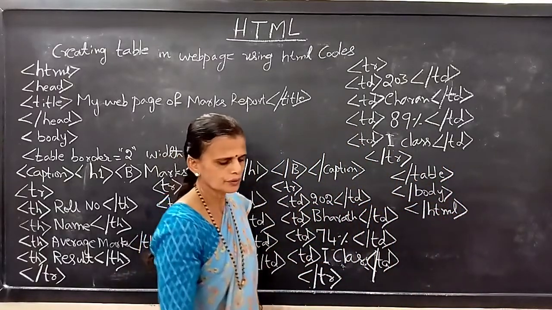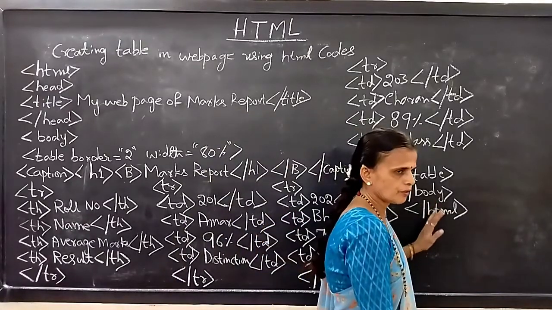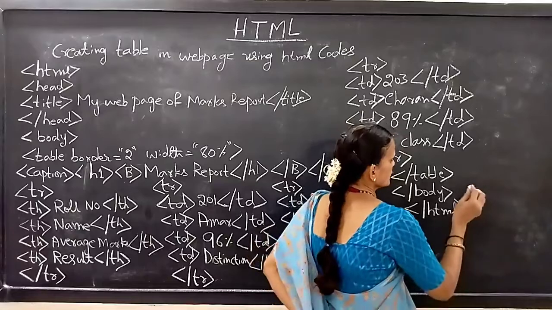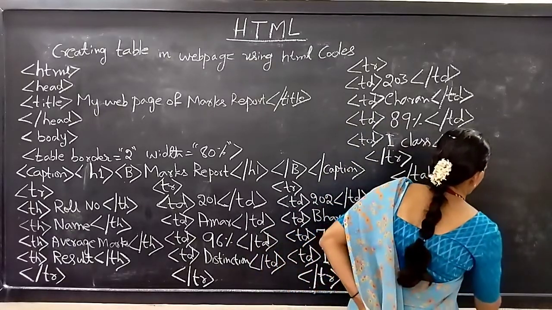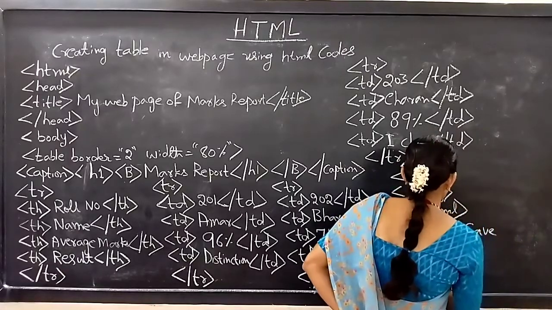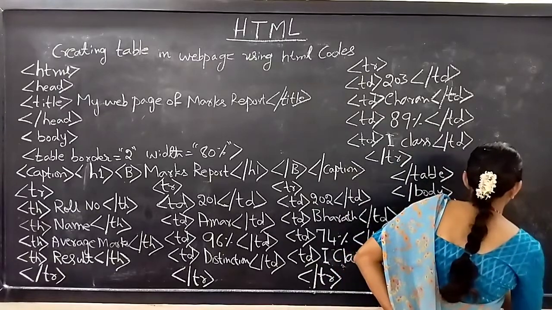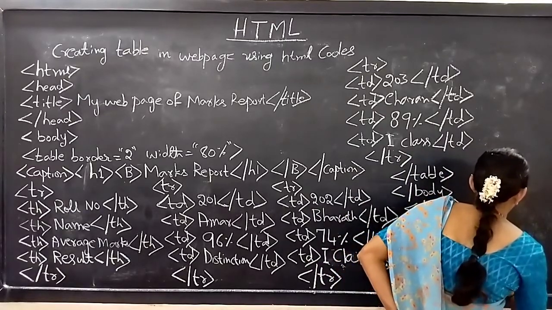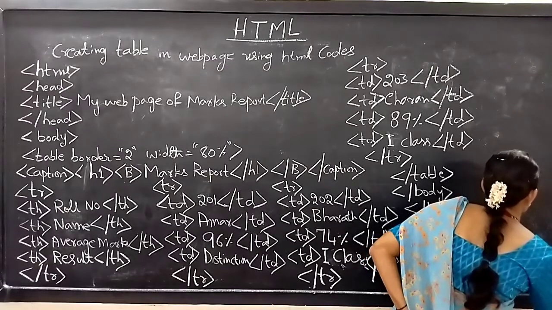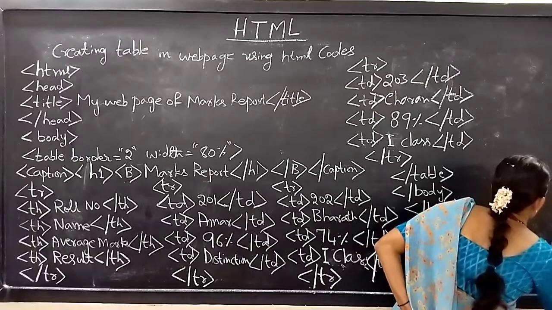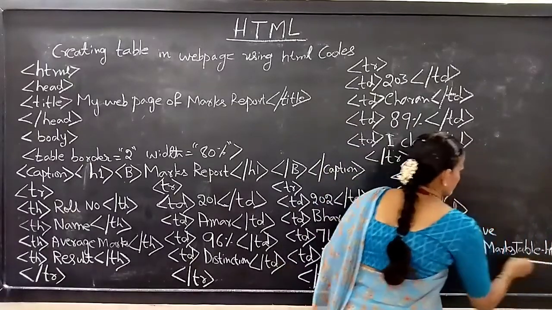Now let's see what we have to do first. After finishing writing, the first step is to save the file. We save the file with File, Save, and we give the file name. You can write marks table dot HTML. Okay, marks table dot HTML.